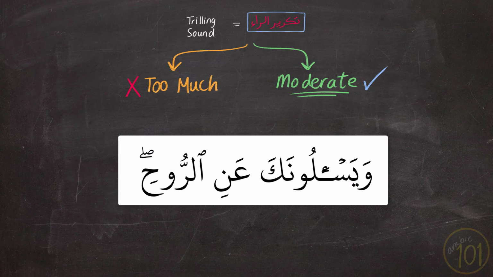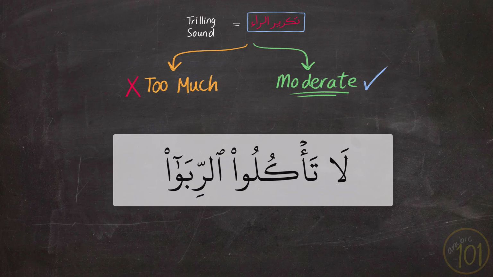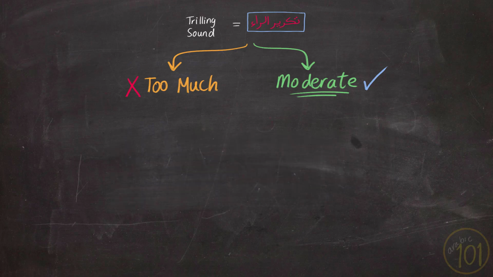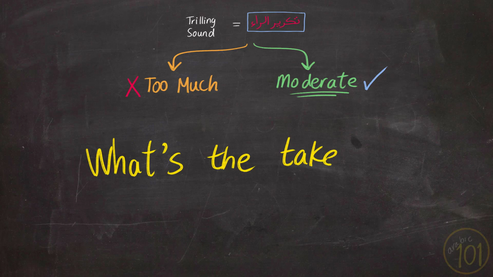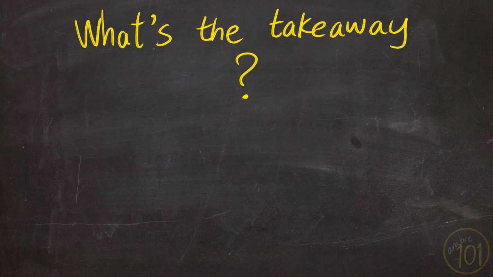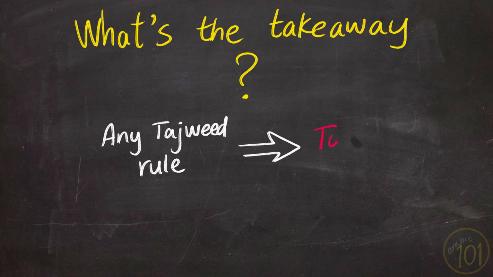ويسألونك عن الروح. ويسألونك عن الروح. لا تأكلوا الربا. لا تأكلوا الربا. So, what can we learn from this? Well, just like any rule related to the Tajweed, if you exaggerate any aspect of it, it can potentially ruin the produced sound, and it will not be correct.